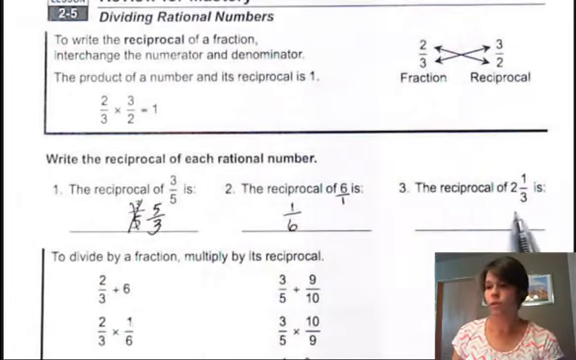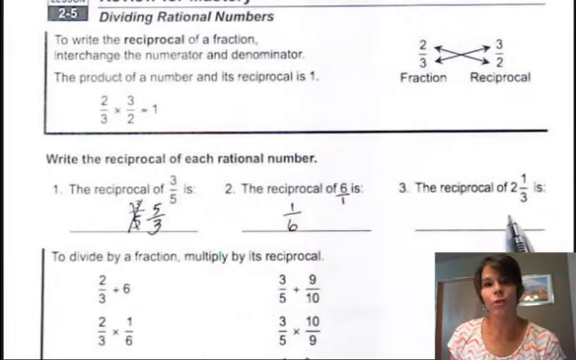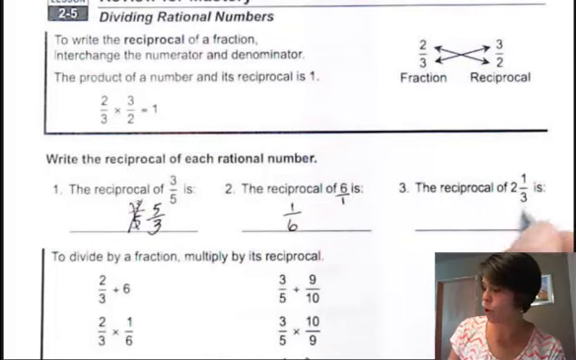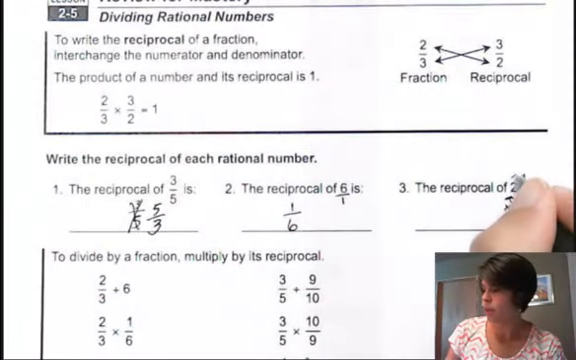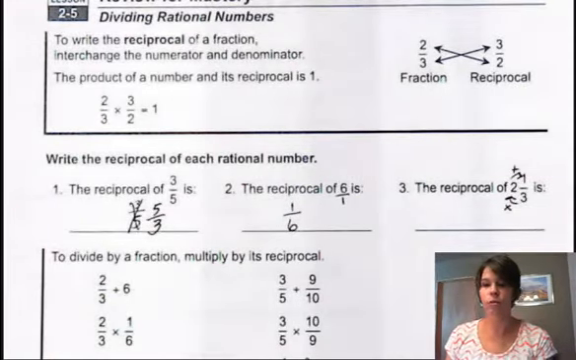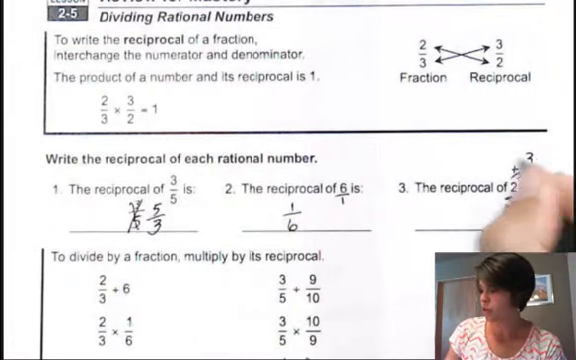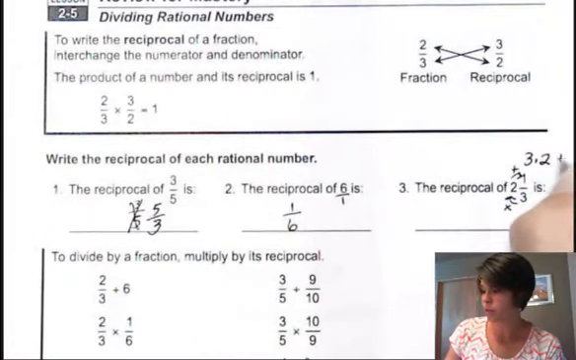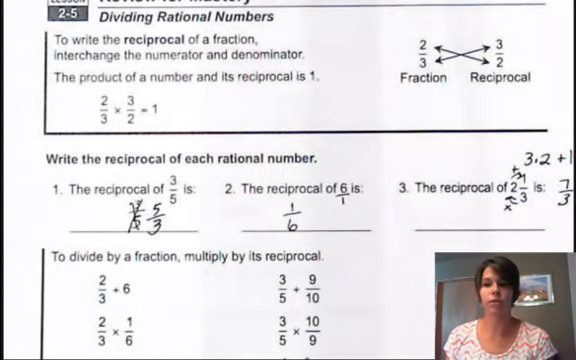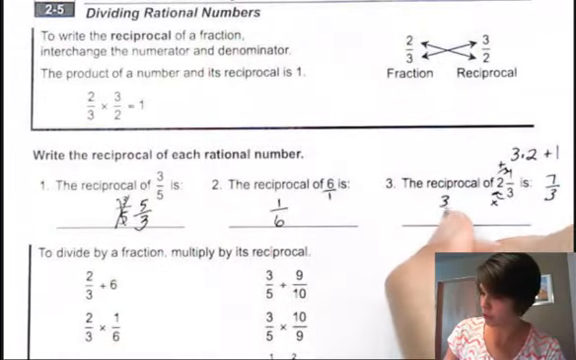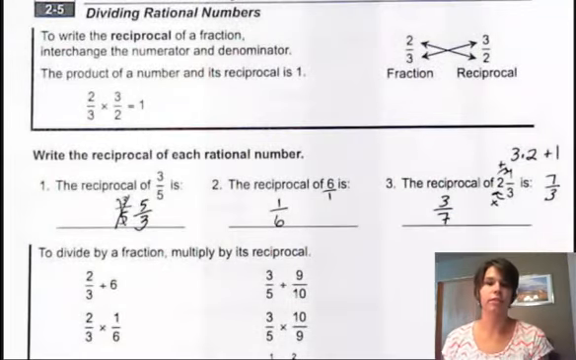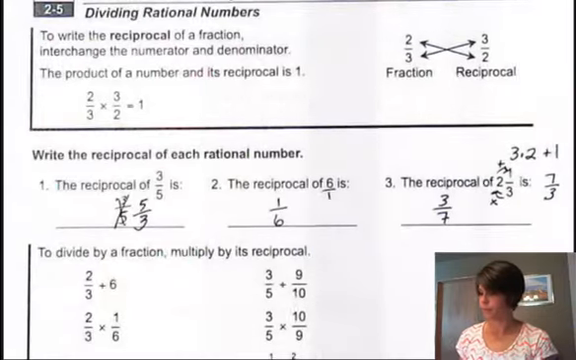Now, a little bit of a trick with a mixed number. We have to turn it into a fraction. So as we learned in 2.4, I call it circle math. We multiply our denominator times our whole number, and then we add our numerator. So it looks like 3 times 2 is 6, plus 1 is 7, still over a denominator of 3, and now I can do the reciprocal of that. So that's 3/7. So that's the trick to mixed numbers.